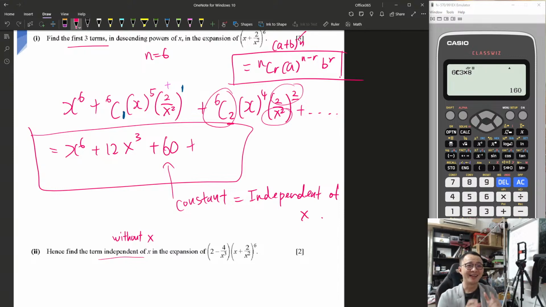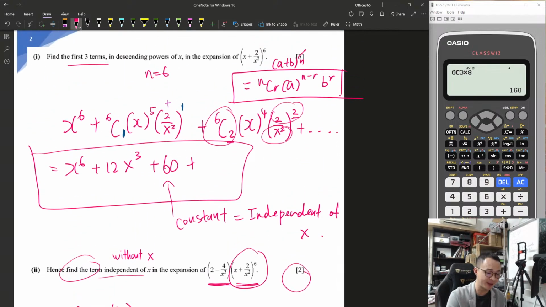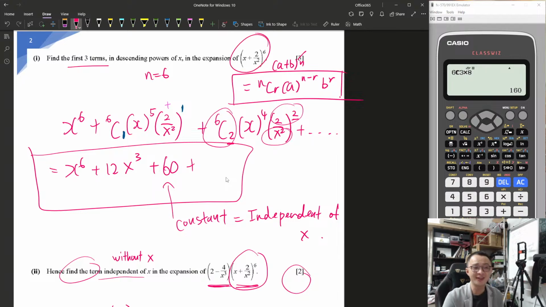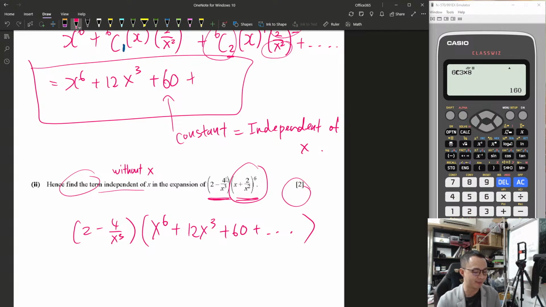But it's not so simple, because they give you another 2 marks. They want you to expand this one and find the term independent of x. So what I want to do here is copy the (2 minus 4 over x cubed). And this one is exactly the same as the part 1 question, isn't it? So that means I already expanded the first 3 terms. So I just copy my first 3 terms: x power of 6 plus 12x cubed plus 60, plus dot dot dot, because it still has some other terms at the back.